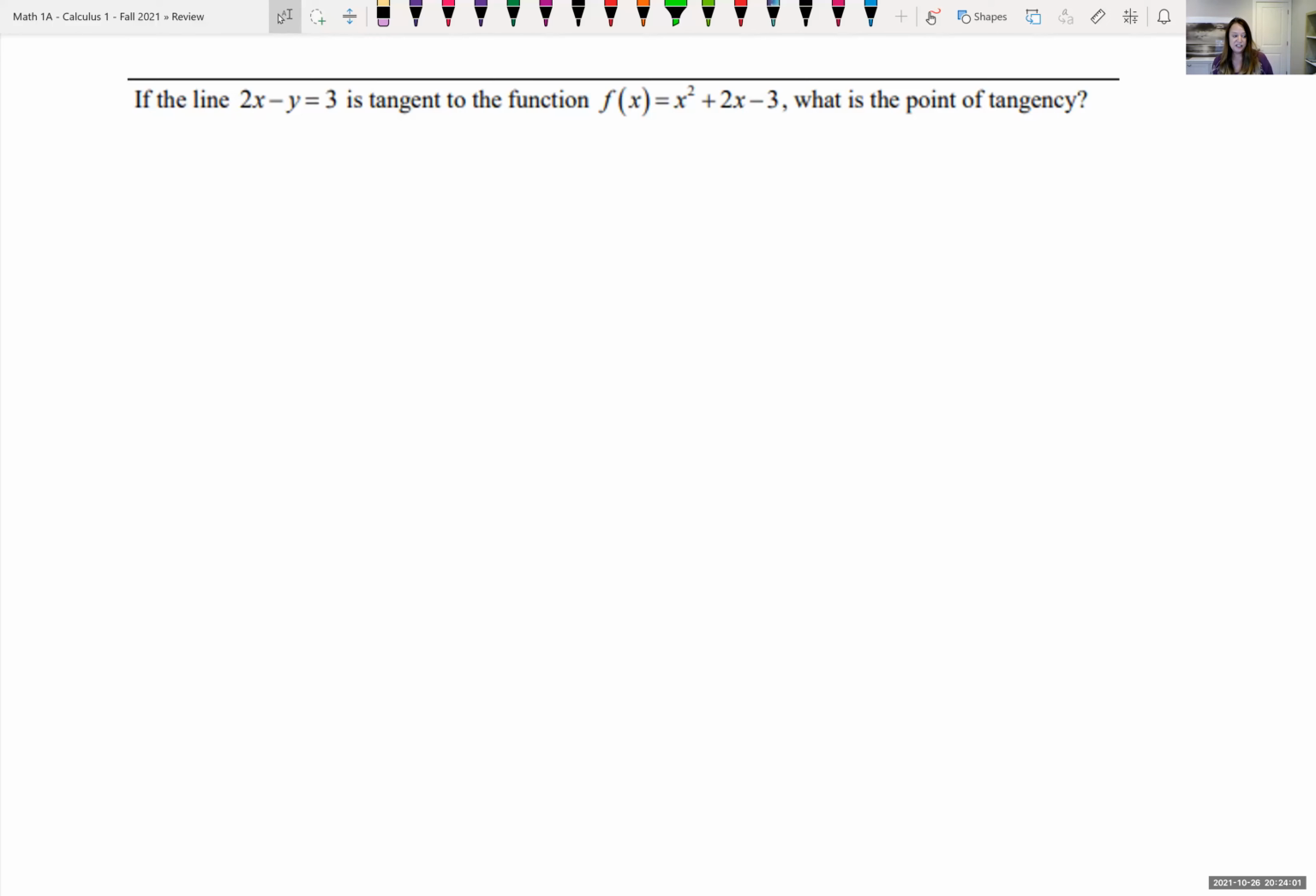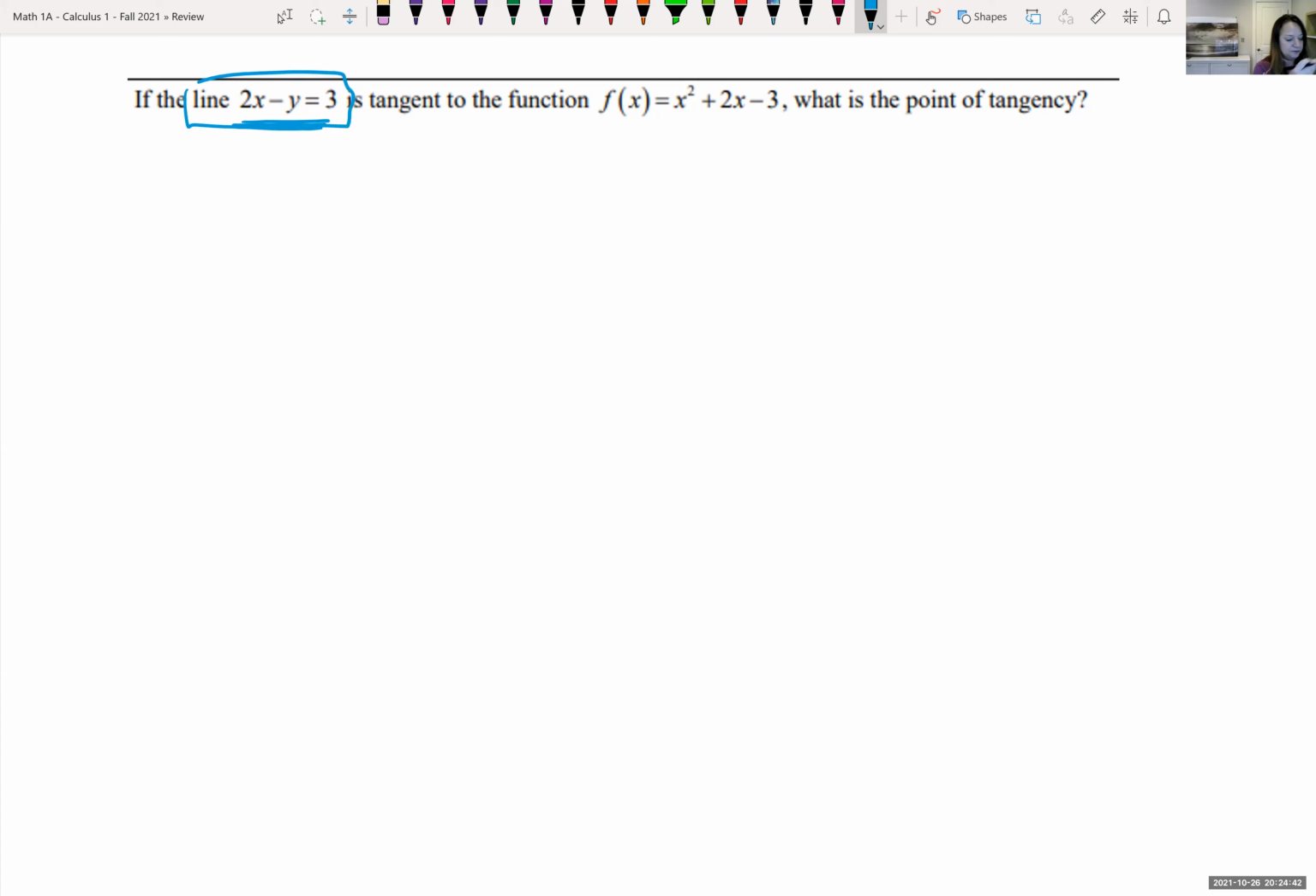So if the line 2x minus y equals 1 is tangent to the function f of x equals x squared plus 2x minus 3, what is the point of tangency? Okay, so we are given the line that is tangent to the curve. And if we're given the tangent line of the curve at some point, and we're trying to find that point, then we can figure out what the slope of our curve is at that value. So let's put this in the form of y equals mx plus b, so we can figure out what the slope of this line is.